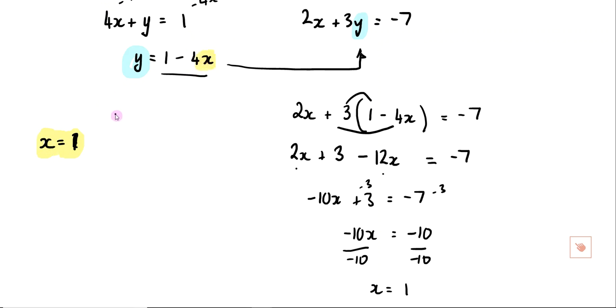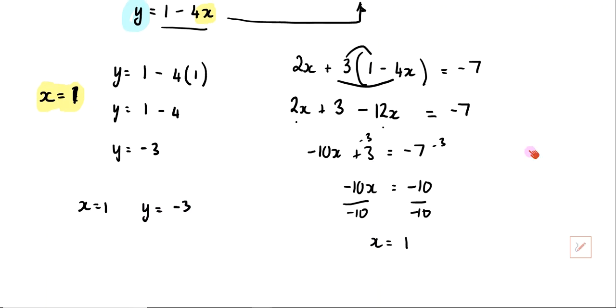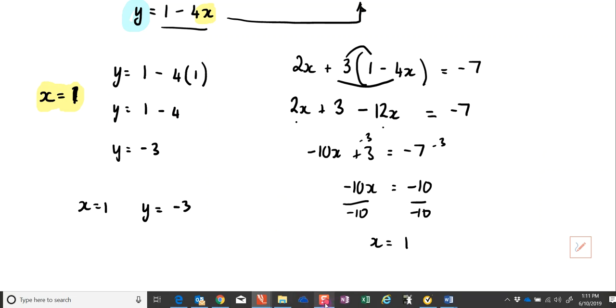So I've got y equals 1 minus 4 times 1. So that's y equals 1 minus 4. So that's y equals negative 3. So my solutions are x equals 1, y equals negative 3. And is that exactly the same answer I got before? Yes. So I'm happy. So I've done it through substitution. Okay, should I pause that and let you write it down?